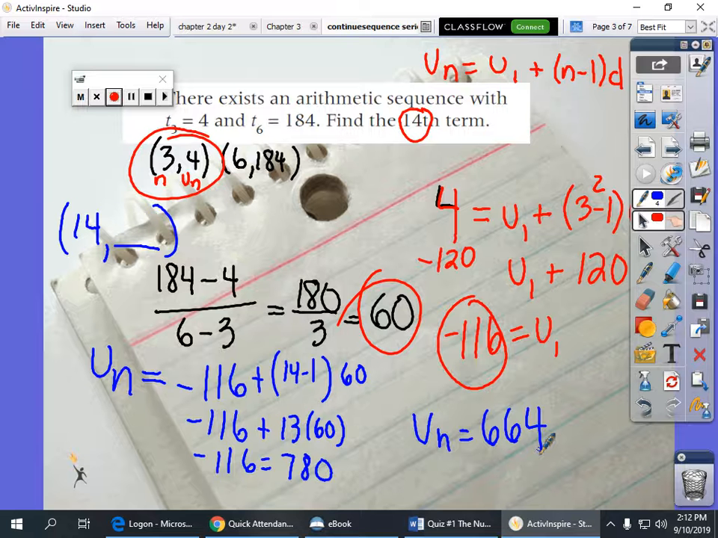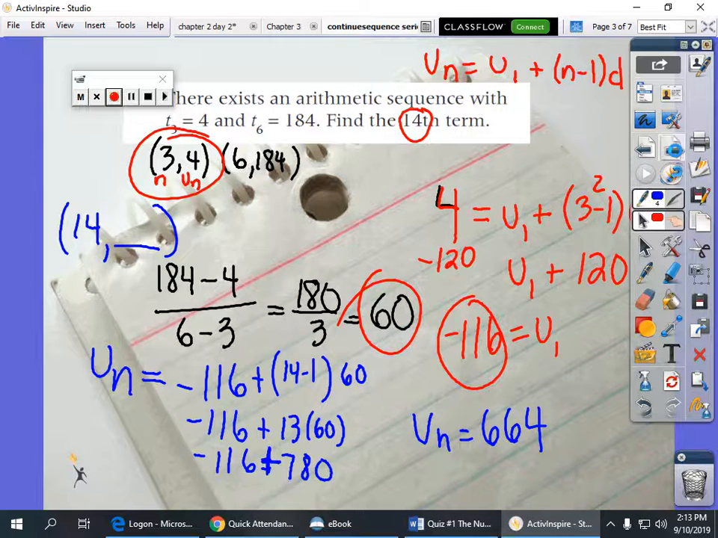Why did I subtract? Because it was a negative 116. Well, I combined it. So negative 116 plus 780. Good? But it doesn't help that I wrote an equal sign instead of a plus sign. Again, this is on the challenge end. These are like the hardest thing you'd be asked to do.